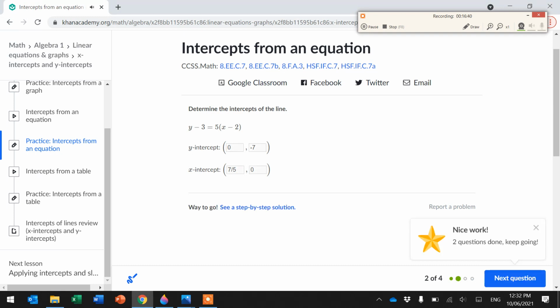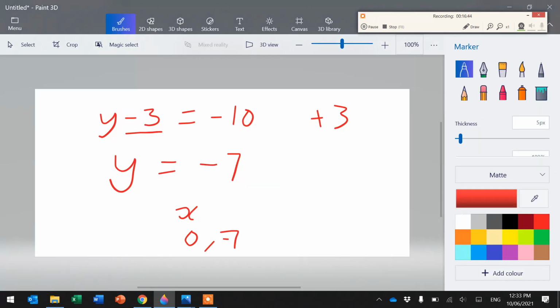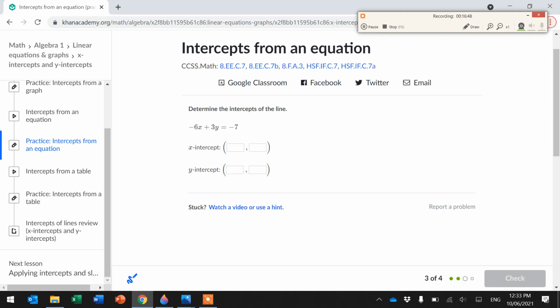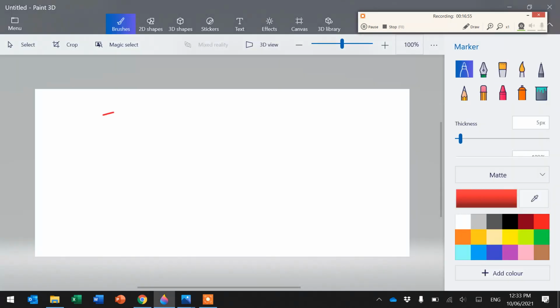Nice. Let's go through this one a lot quicker. This will be the last one. Hopefully I'll just do less writing. So, minus 6 plus 3y equals minus 7.